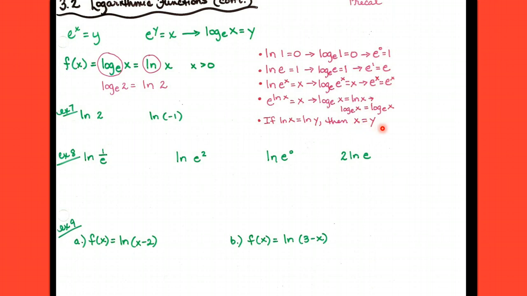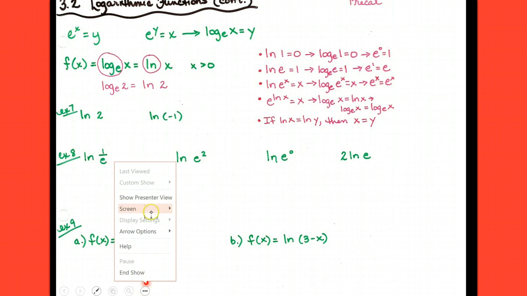All right. So example number 7, they asked me to find ln 2 and ln negative 1. And they asked me to evaluate those on my calculator. So grab your calculator if you would, scientific or graphing. If you want to try it in both to make sure you can do it on both, that's fine too.